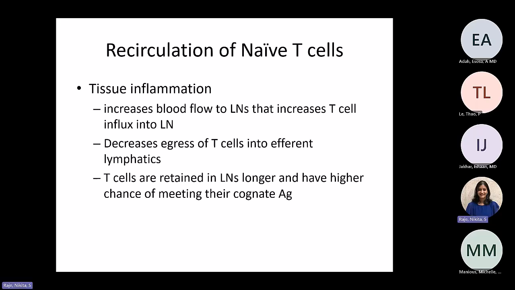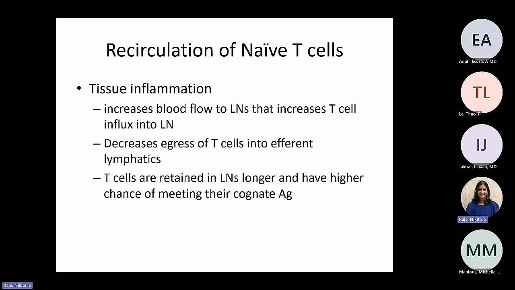but something to remember about recirculation: say there is tissue inflammation. It increases the blood flow to the lymph nodes. That brings more T cells into lymphoid organs. And why is that important? Because you want those lymphocytes to be able to come across the antigen that is coming through due to that inflammation. During that time, as the blood flow increases, the inflow is increased, but the egress of the lymphocytes is decreased. So the T cells are retained in the lymph nodes for a longer time. So one, it has a higher chance of meeting the antigen.